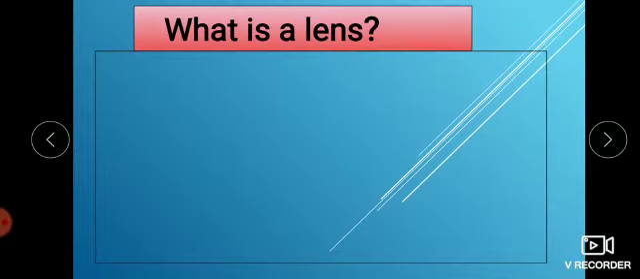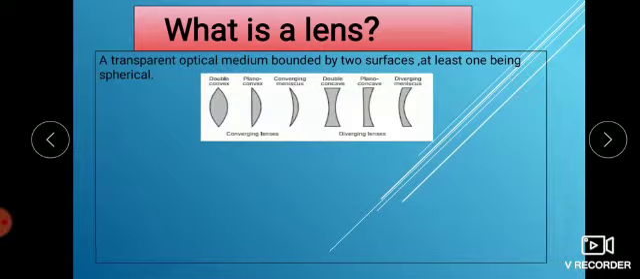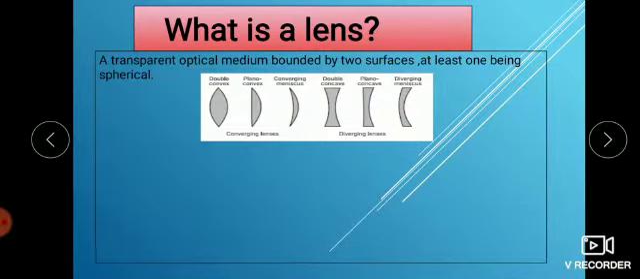First we will understand what a lens is. It is a transparent optical medium bounded by two surfaces, at least one being spherical. If you look at this picture, in the first you have two spherical surfaces. In the second you have one plane and one spherical surface, and then both spherical. All these pictures are a combination of two surfaces. So a lens is a transparent optical medium with two surfaces, of which one has to be spherical and the other can be either spherical or plane. This is called a lens.